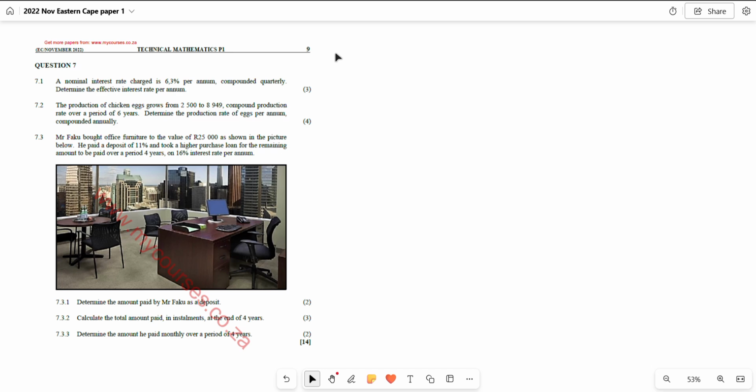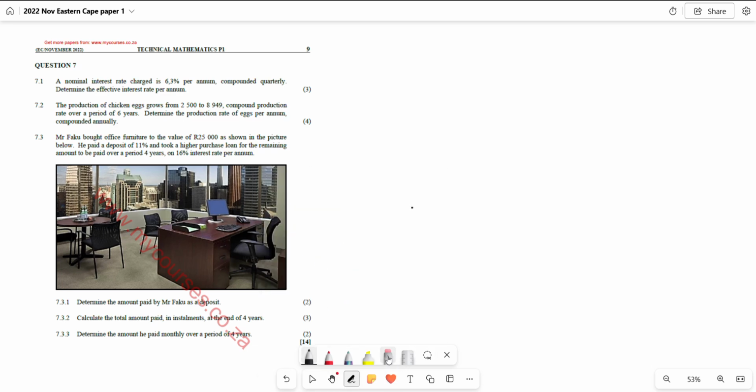The question paper that we have is from Eastern Cape, November 2022, Technical Mathematics, Paper 1, and this will be question number 7, Finance, Growth, and Decay. Then we are going to look at the questions so that more clarity is given as we embark on the questions themselves.